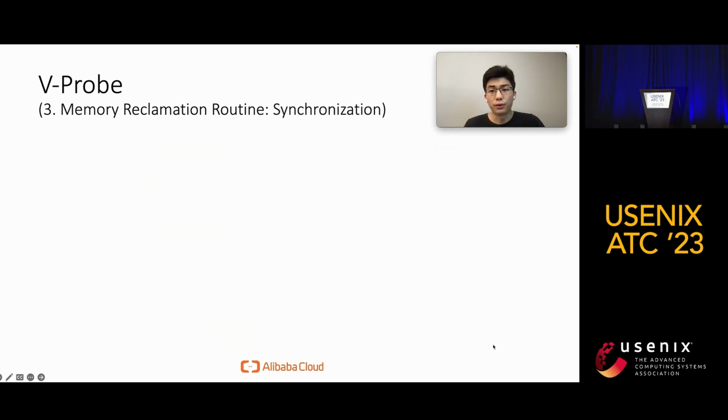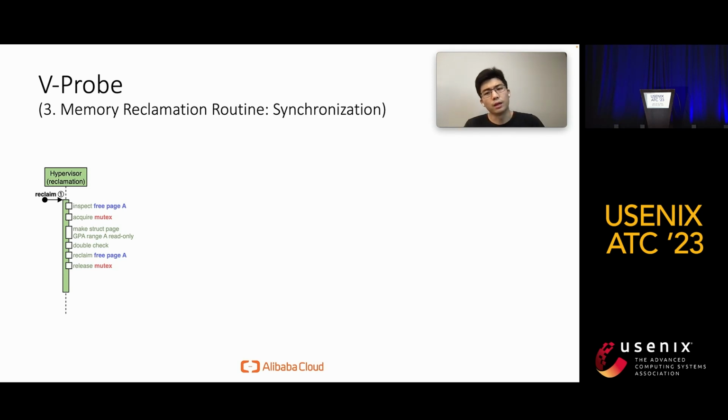One challenge for the reclamation process is the synchronization problem. The guest may allocate the pages while we are reclaiming them, and the status of the page metadata may change from free to allocated within the memory reclamation routine, which may cause inconsistency in the system. Here we use double checking and mutex to avoid the racing conditions. The figure shows this logic.